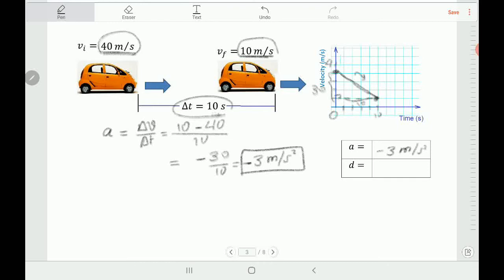But it's negative, so it's equal to minus 3 meters per second squared, the acceleration. I want to remind you of something very important. If you are asked the question, find the acceleration, you have to write it minus 3. So you write acceleration is equal to minus 3 meters per second squared.